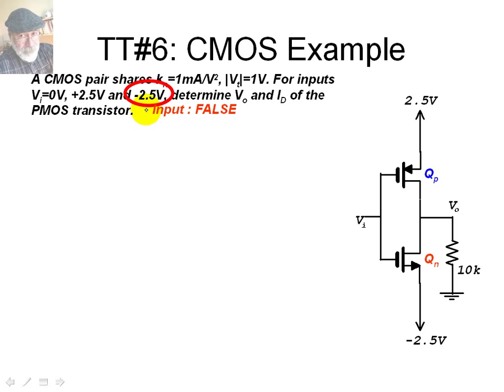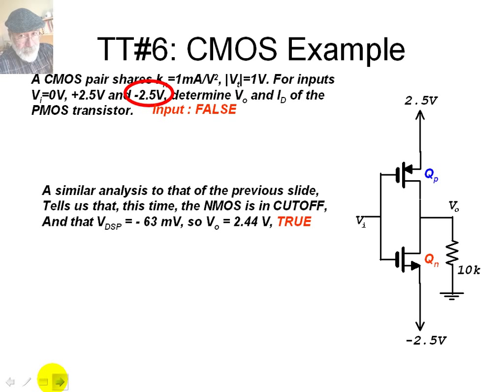It's negative 2.5 volts, this one. A similar analysis to the previous slide tells us that this time the NMOS, the transistor at the bottom, is in cutoff. The same analysis will tell you that the output voltage is 2.44 volts. It's a true one. So indeed, when the input is false, the output is true. This circuit is a logical inverter, a NOT gate.